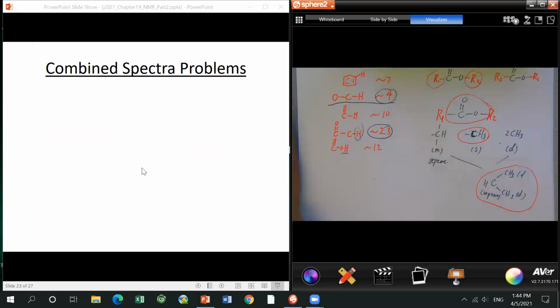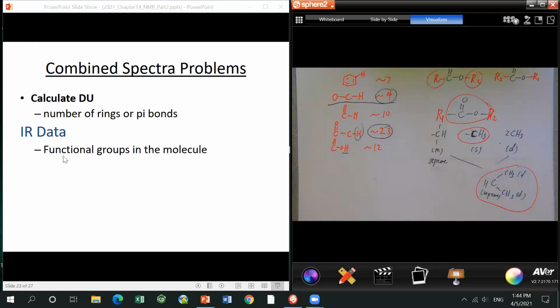All right. So there's a very difficult question type for chapter 14: the combined spectral problems. I also call it a comprehensive spectrum problem. Normally they give you the formula, the IR, the proton NMR, and the carbon NMR, and you figure out the structure. The first thing you need to do is calculate the DU number. If you cannot do the DU calculation, it's very tough to solve the structure.